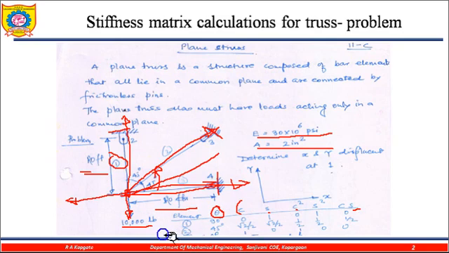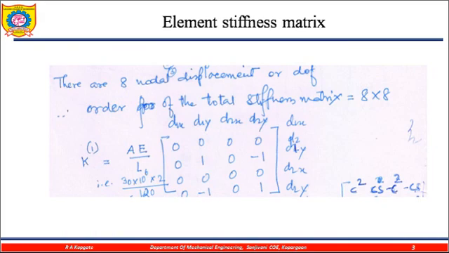While element 2 is at 45 degrees, so my cos is root 2 upon 2, and sine is root 2 upon 2, cos square is 1 half, sine square is 1 half, and cos sine is equal to 1 half. So these are the parameters. Similarly for the third one, the angle is 0 degrees, so my cos is 1, sine is 0, cos square is 1, sine square is 0. Now, considering all these parameters, we move on to calculating the values.